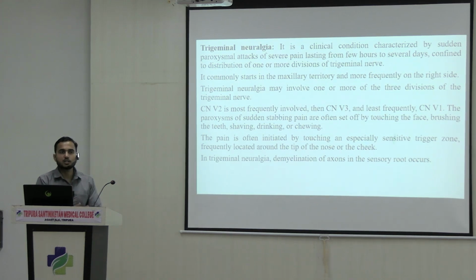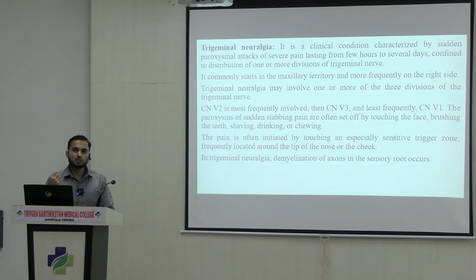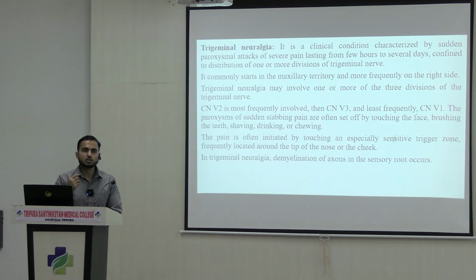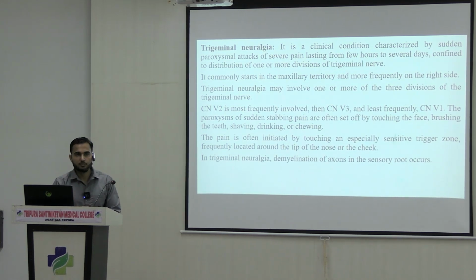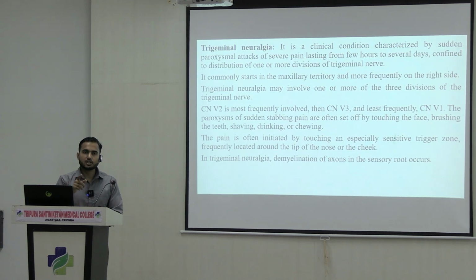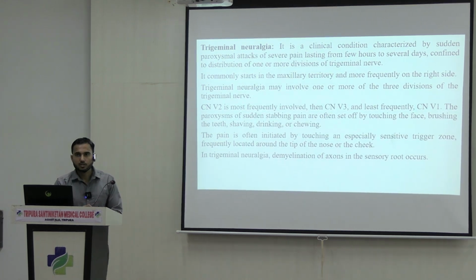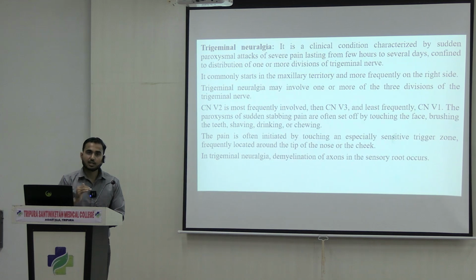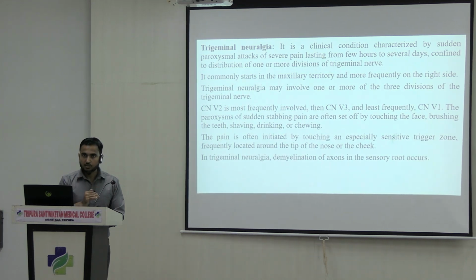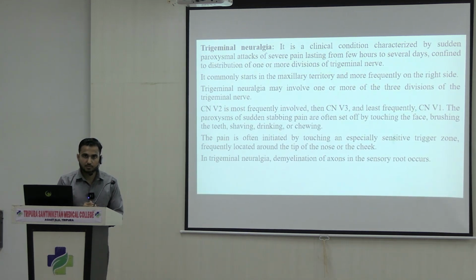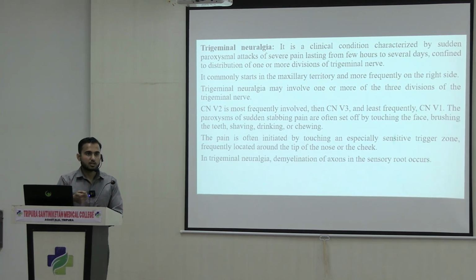So this will trigger the pain, and after that there will be severe pain, and when the pain occurs, it will be felt throughout the distribution of that particular nerve. Now it may be associated with a single division or more than one division of the trigeminal nerve. That means if a patient is having trigeminal neuralgia, at that time how does the pain trigger when you do some of the activities?